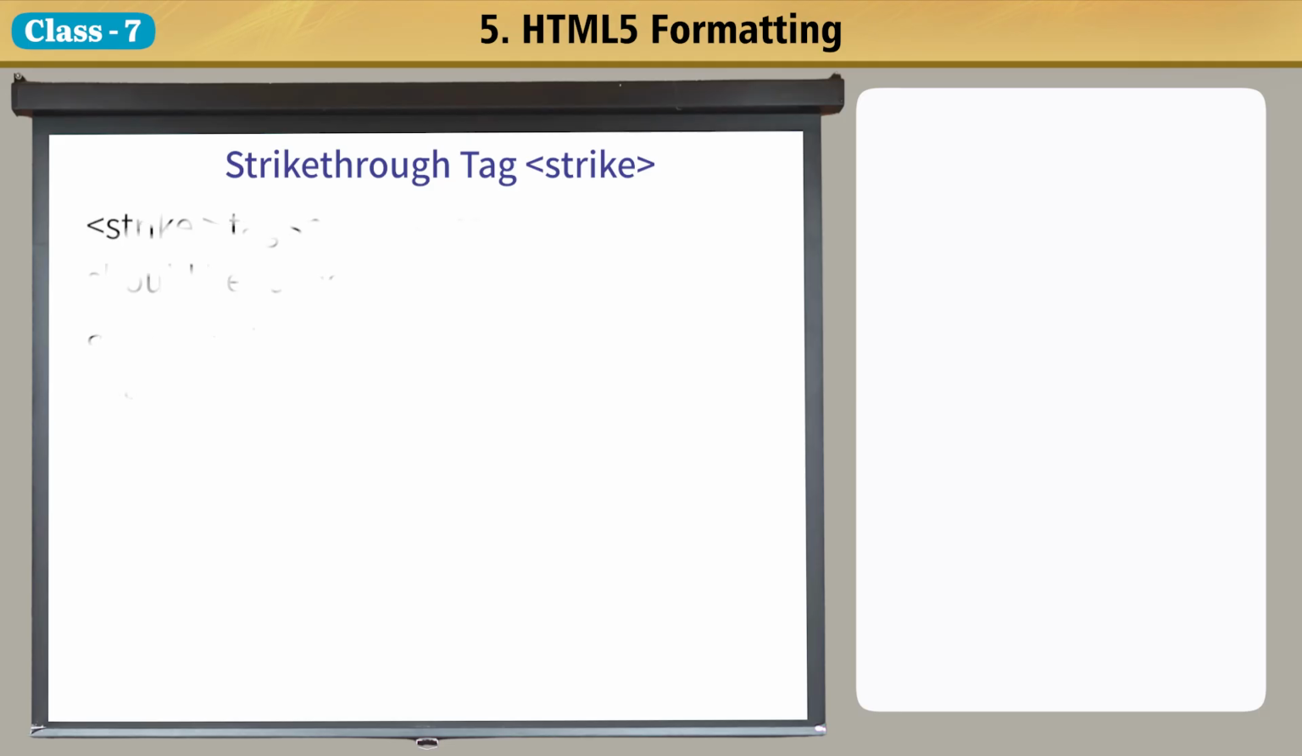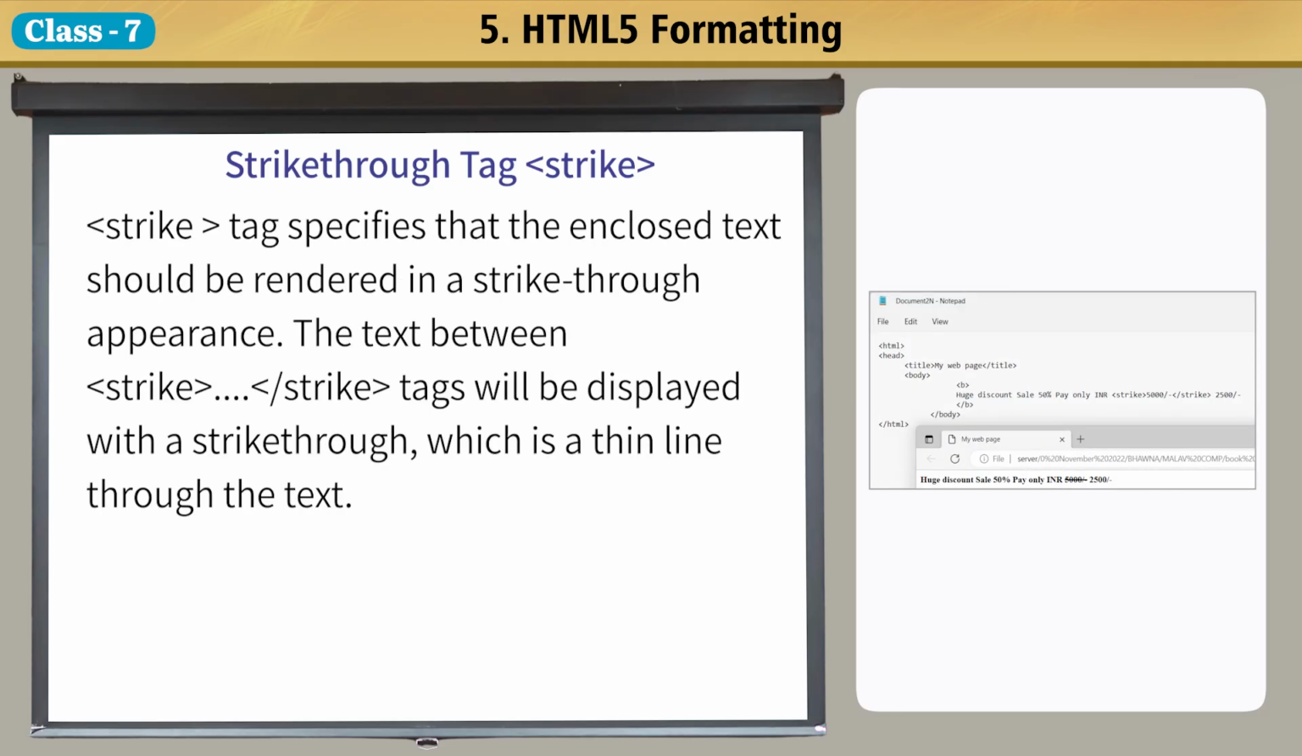The text between the subscript tags will be displayed below the normal text line. Strike-through tag. Strike-through tag specifies that the enclosed text should be rendered in a strike-through appearance. The text between strike-through tags will be displayed with a strike-through, which is a thin line through the text.